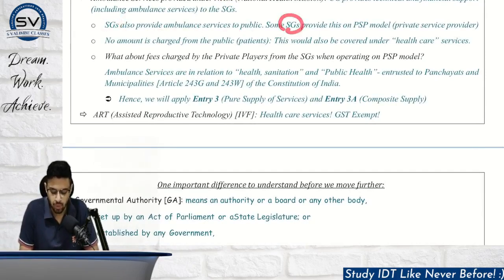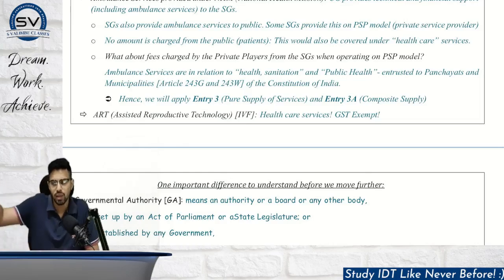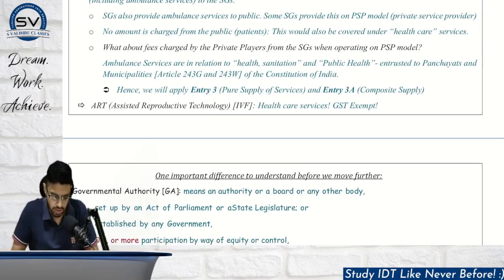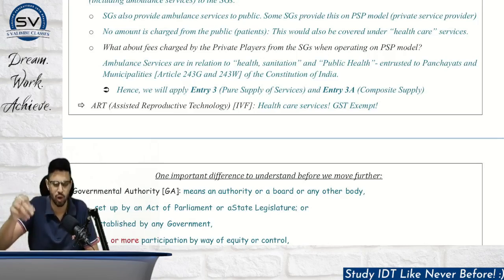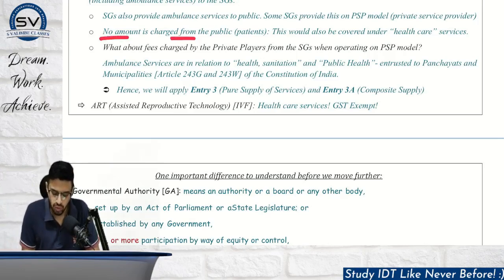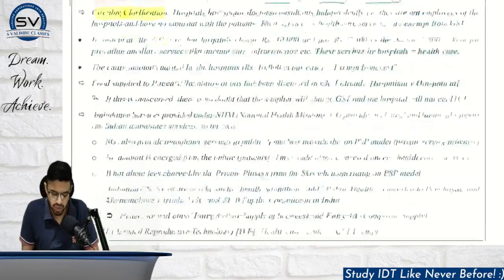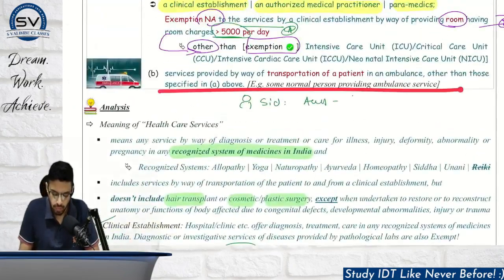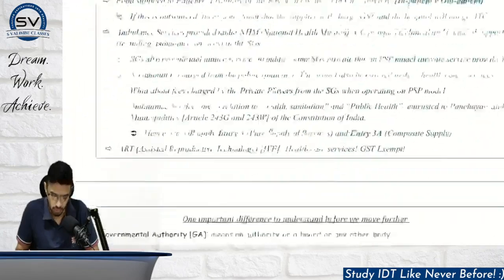Some state governments provide this on a private service provider model. Basically, they are not doing it directly. They are hiring someone and paying the private service provider some amount. Obviously, nothing is being charged from the patients. The helpline that we have, right? So we dial 100 or whatever the state line number is given, 101, 102, and we call the ambulance service. No amount is charged from the public. That is okay. This would be covered under healthcare services. Answer is yes, because we just now covered this particular part B of entry number 74.